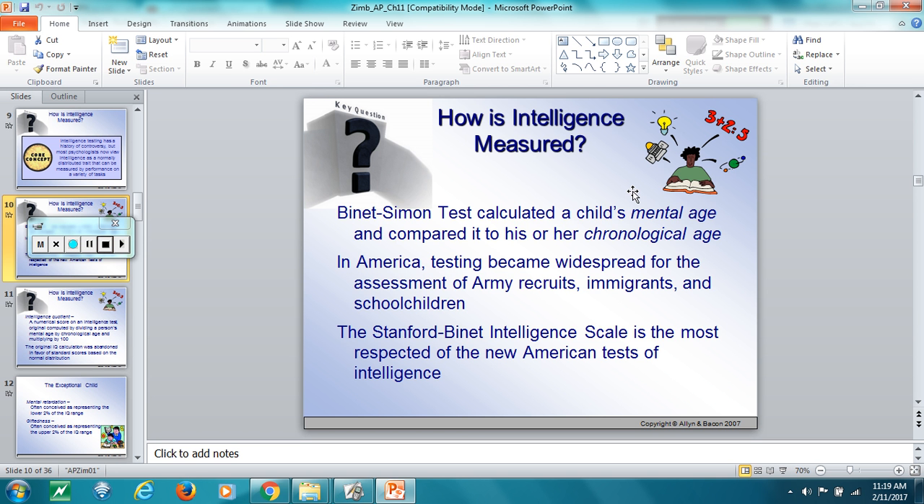As we go along, intelligence testing really caught on, not only in Europe, but here in the United States. The United States started using it as a way to assess our young people because by the early 20th century, we also had compulsory educational laws here, and we needed to figure out where students needed to be in the classroom.